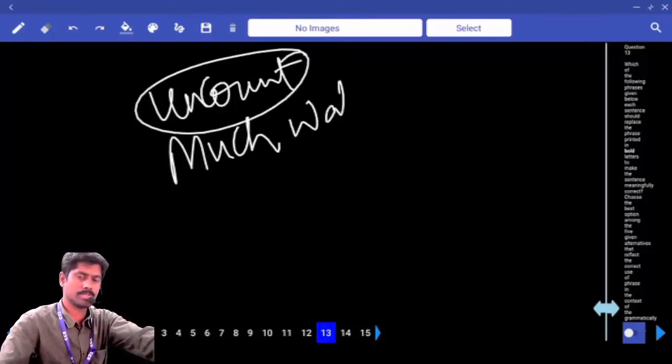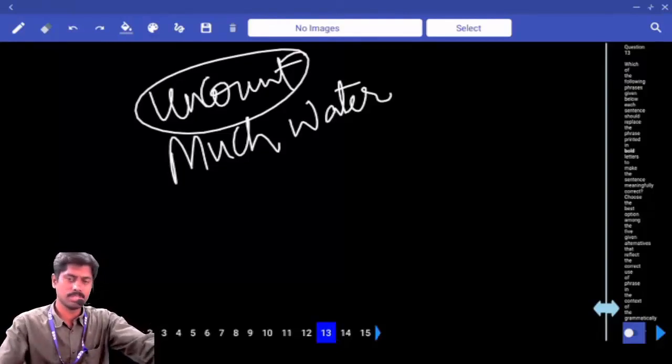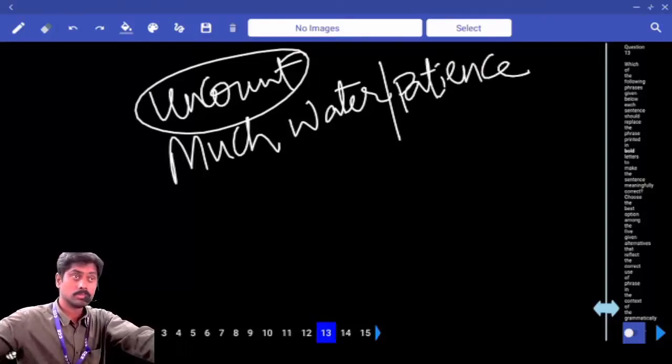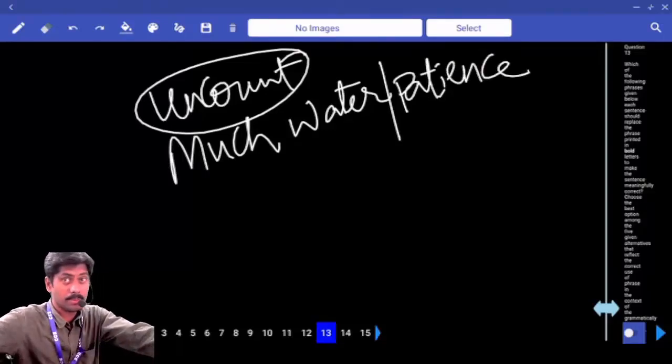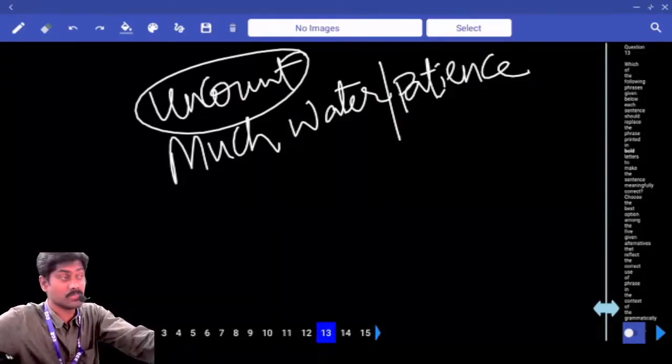Much water is wasted in Hyderabad. Much water is wasted in villages, towns. Much patience is needed to crack a government job. Much patience is needed. Much intelligence is needed to deal with the sections of the exam.